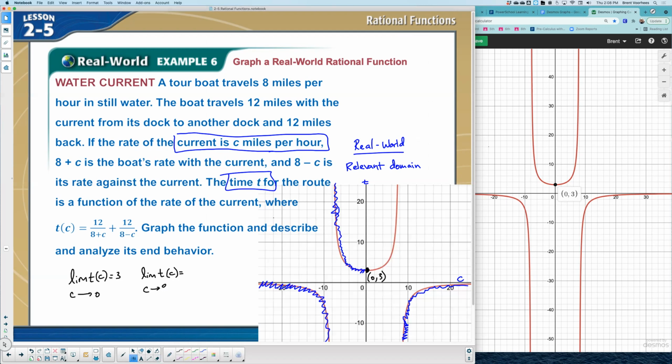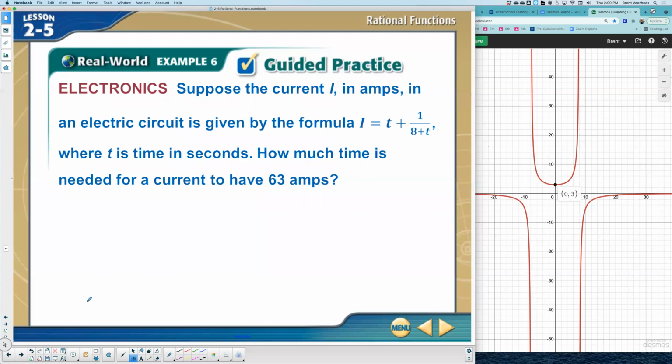It's technically 8 from the left side. So we're approaching 8 from the left side. The time increases up to infinity. But as soon as the current hits 8 miles an hour, we can't make the journey, or we won't ever make it to the other dock. We'll actually get pushed the other direction. So that would be my end behavior. Now your problem, you can read it. It's going to be a little bit different, in that you can solve using nsolve, trying to find out, based off of 63 amps, where that would go and solving from there.